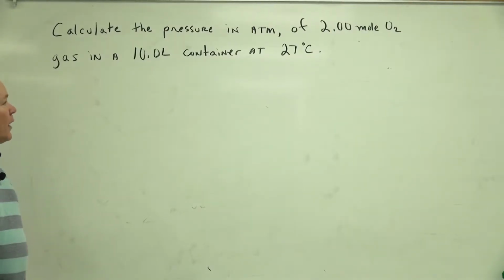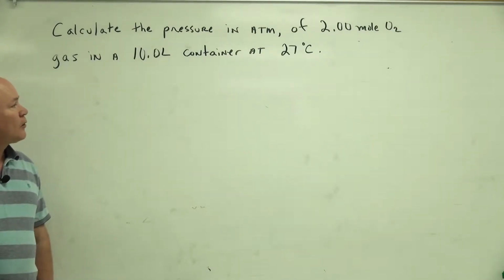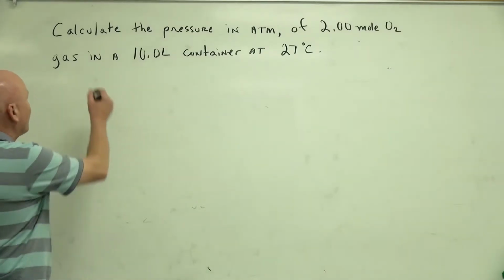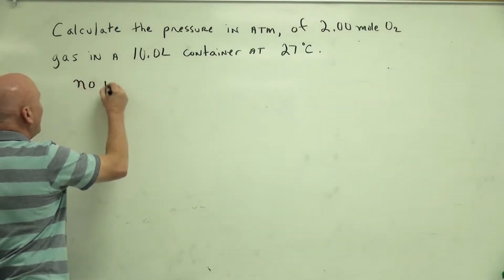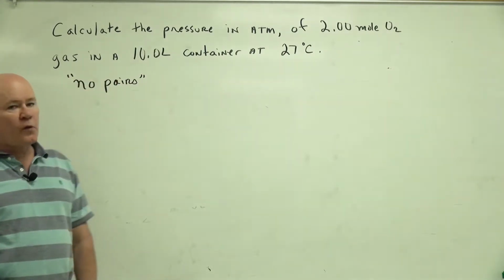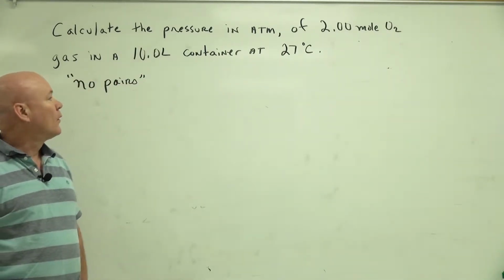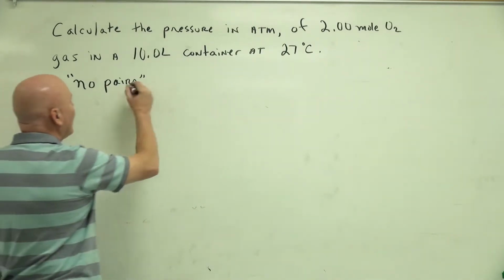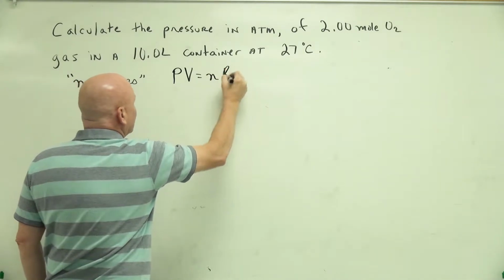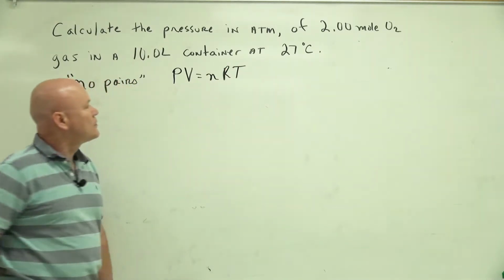Calculate the pressure in atmospheres of 2.00 moles O2 gas in a 10.0 liter container at 27 degrees Celsius. Now this problem has no pairs. In other words, there's only one pressure, there's only one volume, there's only one temperature. And so we have no pairs. The equation that we're going to use is the ideal gas law equation.